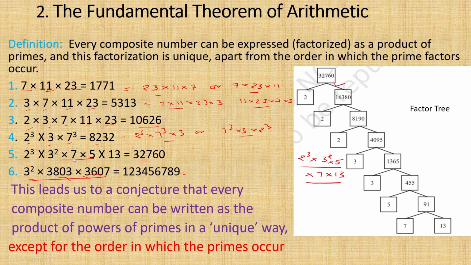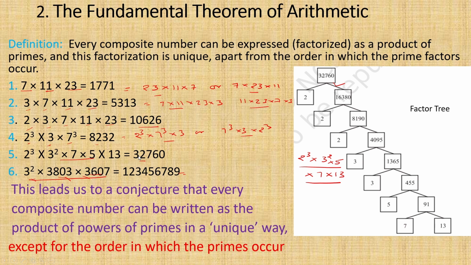Here 2, 3, 7, 5, 13, all these are primes. Powers: 2 power 3, 3 power 2, 7 power 1, 5 power 1, 13 power 1. All these are multiplied. So every composite number can be written as a product of powers of primes in a unique way. That means once we have written these, these are the only prime factors for that composite number. No other prime factor can exist, because we calculated using these prime factors only. Okay, in a unique way.